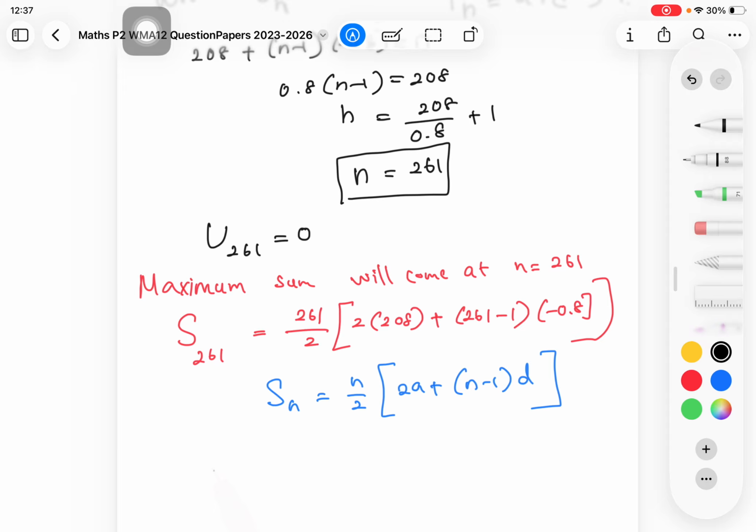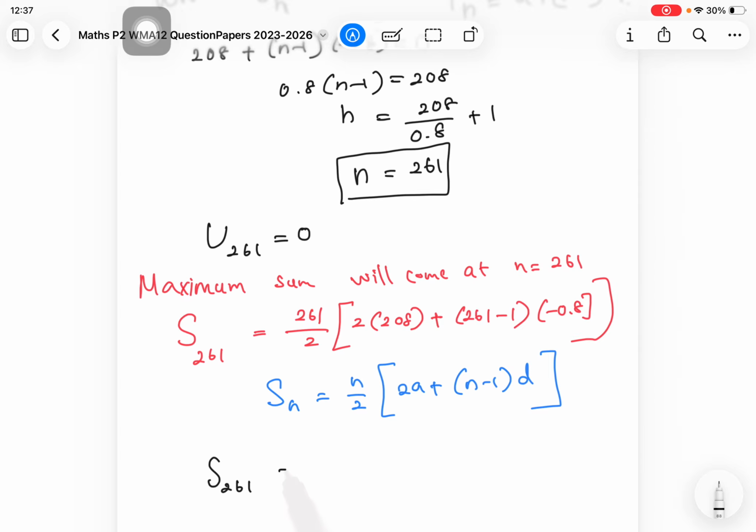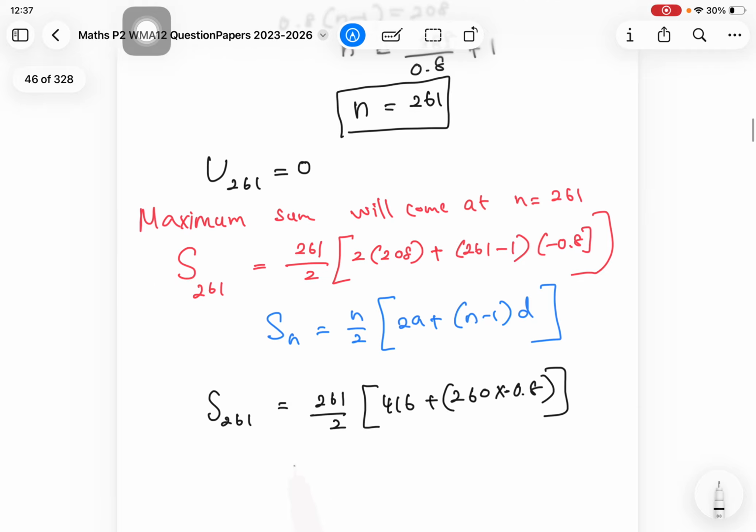Okay, so now we have S261. That is going to be 261 divided by 2. In the brackets you have just 416 plus 260 times 0.8. Okay, so when you simplify this in the calculator, you would get the first answer as 27144.8.